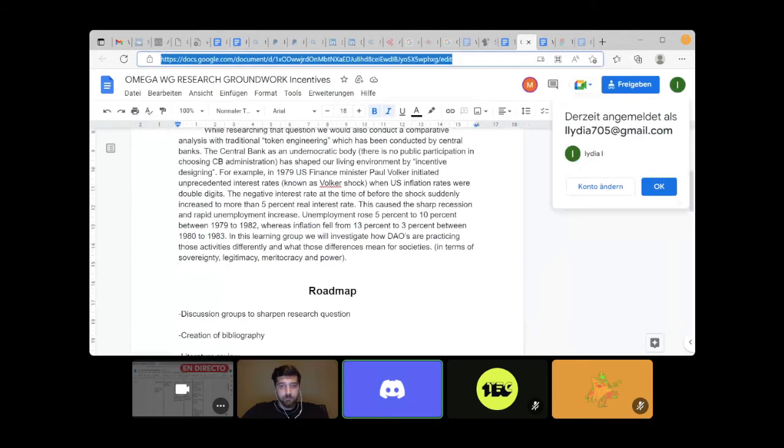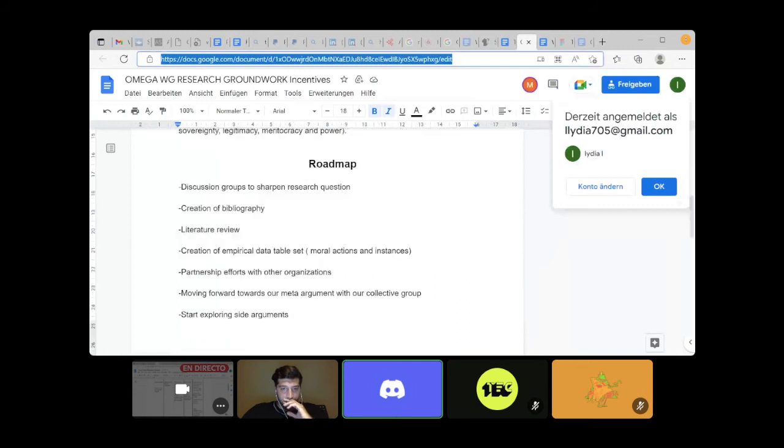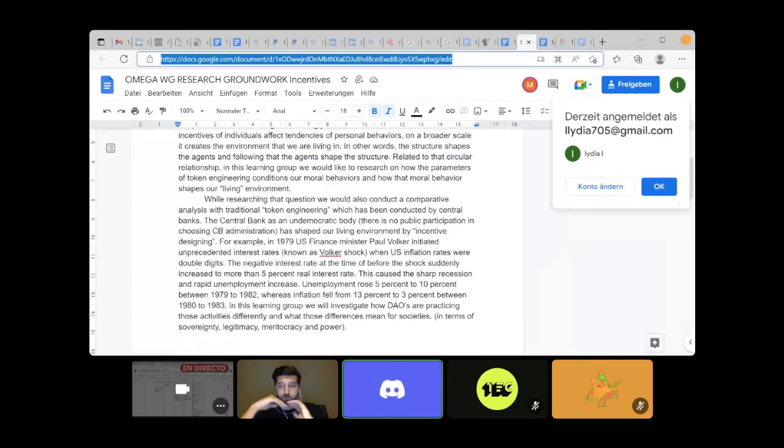Yes, this could be something where I see a lot of synergies between this focus group about values and this research groundwork about incentives. For example, sorry, go ahead. No, please explain. It's just a research that I would love to do together as a collective.